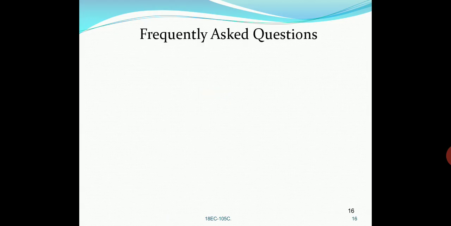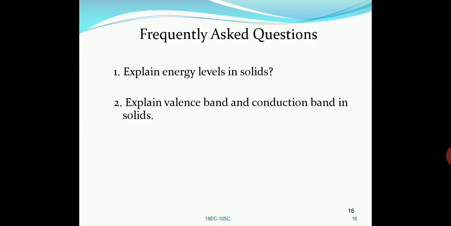Now let us see the frequently asked questions from the topics we have covered. Explain energy levels in solids. Explain the valence band and the conduction band in solids. Discuss the forbidden gaps.